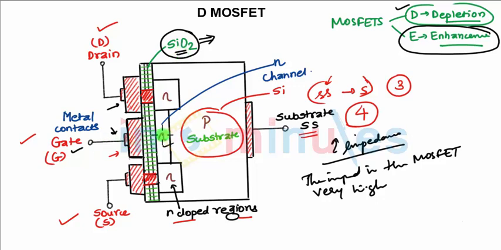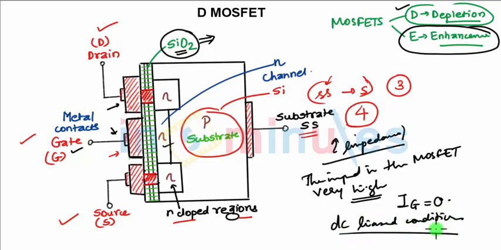The gate is not directly connected to the N region, so electrons will not flow to the gate directly because there is insulation between the gate and the N doped region. Because of the insulation and no current flowing between the gate and the N doped region, the input impedance is very large in this case, right? As compared to JFET, where we also have a very large input impedance, the very high input impedance continuously supports the concept that your IG, or the gate current, is 0 ampere for DC biased conditions. So this is the construction of the D MOSFET.